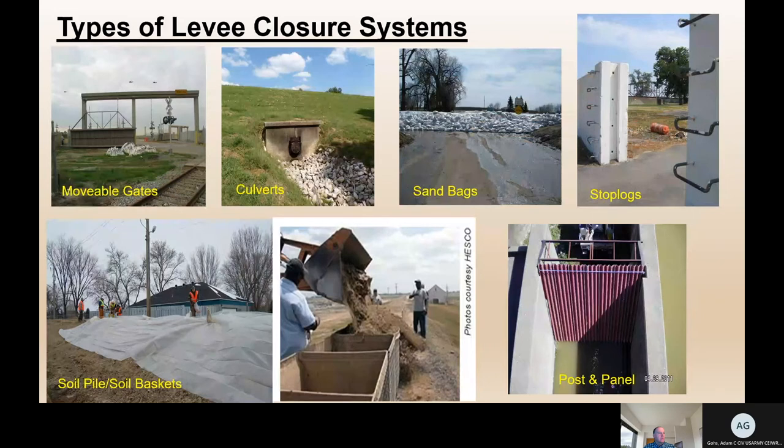So here's a variety of those different kinds of levee closure systems. The movable gates, that's a pendant rolling gate on the top left in West Virginia. Culverts, many different kinds. That's a flap gate.